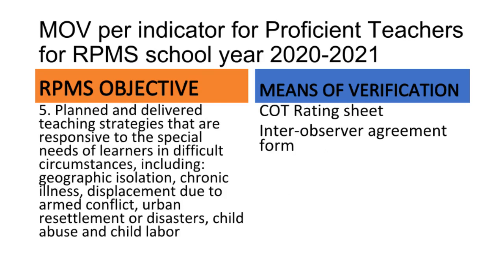RPMS objective: Planned and delivered teaching strategies that are responsive to the special needs of learners in difficult circumstances, including geographic isolation, chronic illness, displacement due to armed conflict, urban resettlement or disasters, child abuse and child labor. Means of verification: COT rating sheet, inter-observer agreement form.